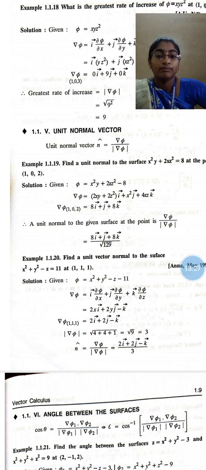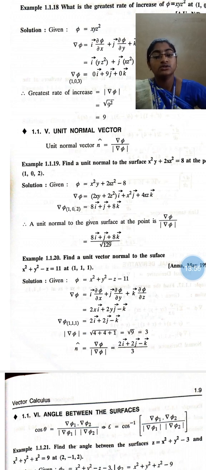Now del pi. So differentiate pi with respect to x. We get 2xy plus 2z square i vector. Second, differentiate pi with respect to y. So the first term contains only y, so it will become x square j vector. Third, differentiate pi with respect to z. In the first term there is no z. In the second term there is z square. If we differentiate, we get 4xz k vector.